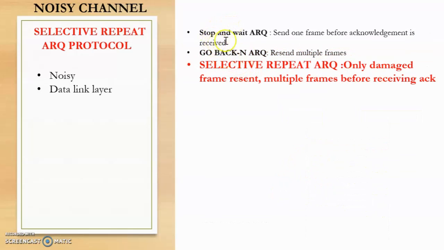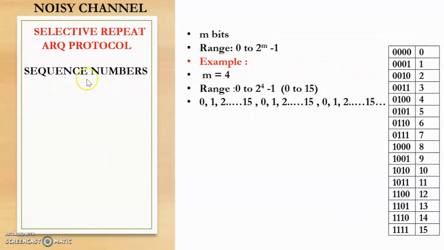To overcome this problem, Selective Repeat ARQ protocol is used. In Selective Repeat ARQ, if any frame is lost or damaged, then only that damaged frame is resent. So over here only one frame will be resent, which will solve the problem of go back n ARQ protocol. Also in Selective Repeat ARQ, multiple frames are sent before receiving an acknowledgement, which will solve the problem of stop and wait ARQ protocol. Next, let us discuss sequence numbers in Selective Repeat ARQ protocol.